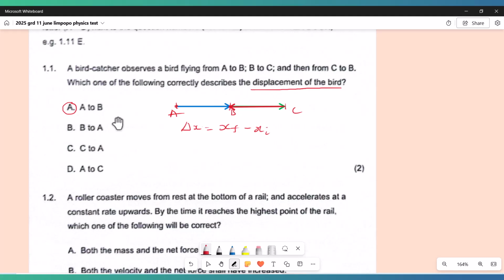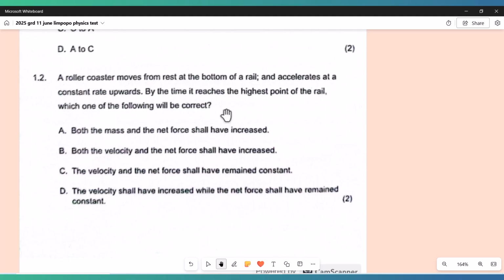Next question here, 1.2. They say that a roller coaster moves from rest at the bottom of the rail and accelerates at a constant rate upwards. By the time it reaches the highest point of the rail, which one of the following will be correct? So we have a roller coaster. It accelerates at a constant rate upwards, meaning the same acceleration. By the time it reaches the highest point of the rail, what's going to be correct?